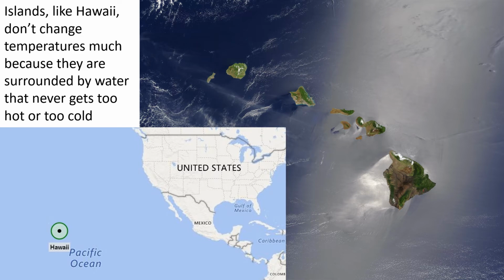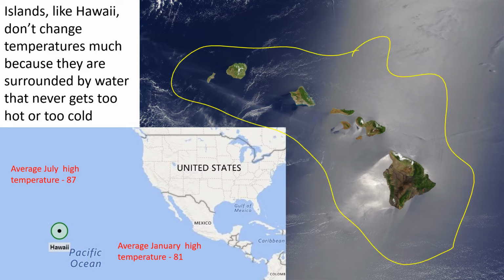And islands like Hawaii, which are way out here in the middle of the Pacific Ocean and just surrounded by water, don't change temperature that much. You'll notice here the average high in Hawaii in July is 87. In January, it's 81. So because we have so much water out here, and that water just doesn't change temperatures, and it's out in the middle of all this water in the Pacific Ocean, basically Hawaii has the same temperatures year-round.